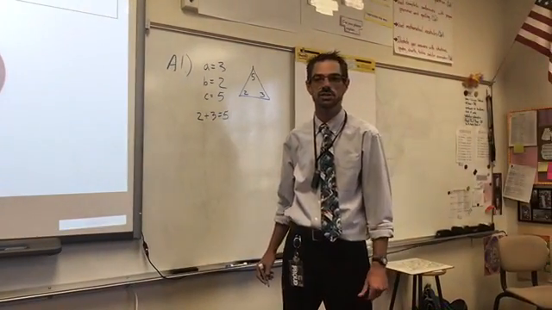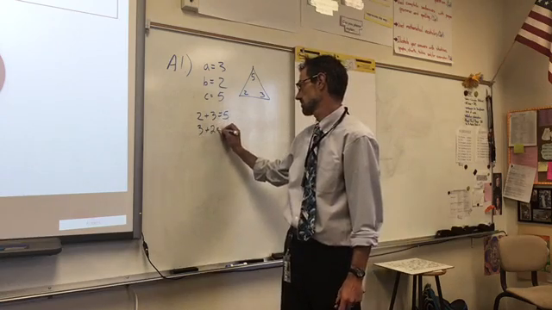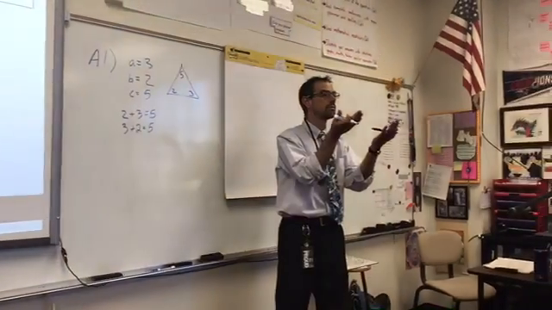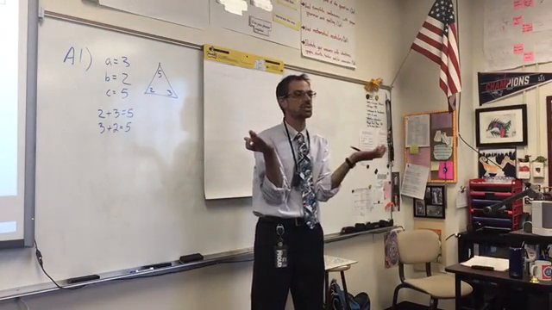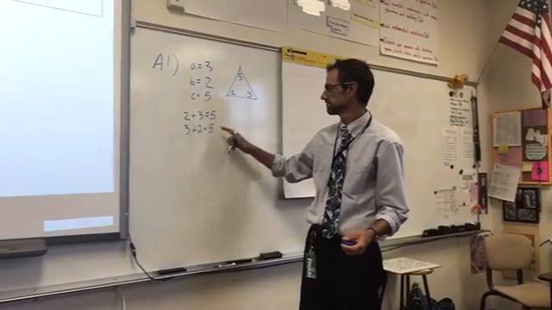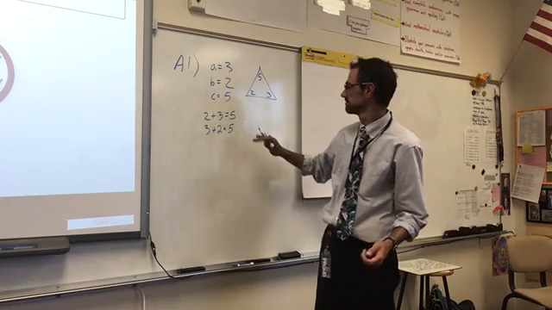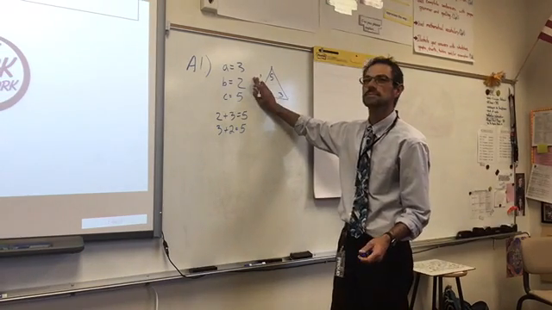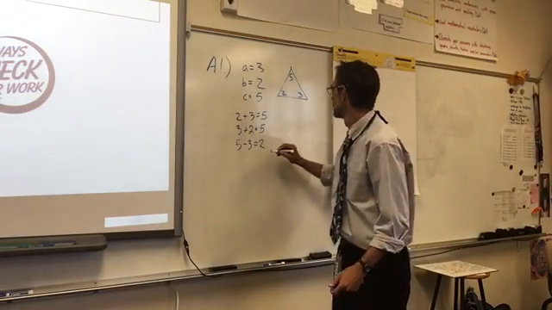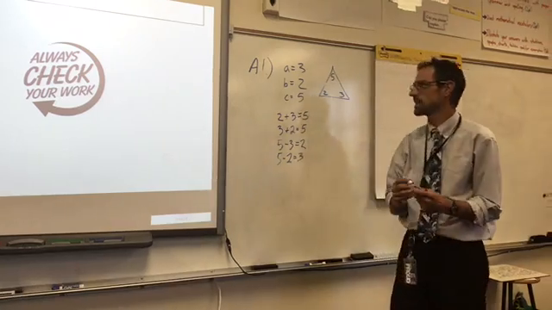What's the other addition number sentence? 3 plus 2 equals 5, right? Commutative property. Now, how do I write my subtraction number sentences? Cody? You cover up the 2, and then you do 5 minus 3 equals 2, and then you cover up the 3, and then you do 5 minus 2 equals 3. I'm done with A1.